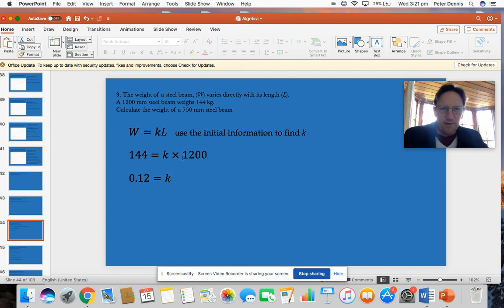And how do we find out what K is? We divide by 1,200. So we're timesing on this side, so when we take it over, we divide. And we get that K equals 0.12.